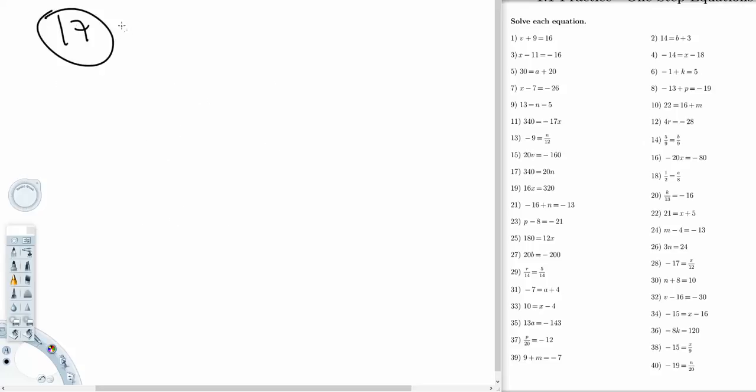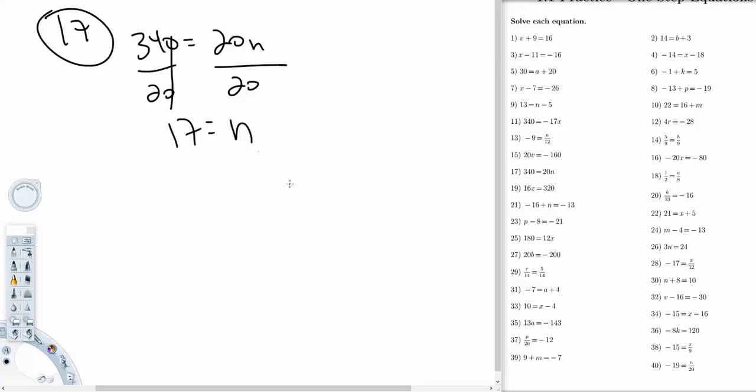Number 17 now. Moving along. 340 equals 20n. Well, divide this by 20, divide this by 20, and we get n, right? And if we delete the zeros, it's 34 divided by 2 equals 17. And that's the answer to that problem.